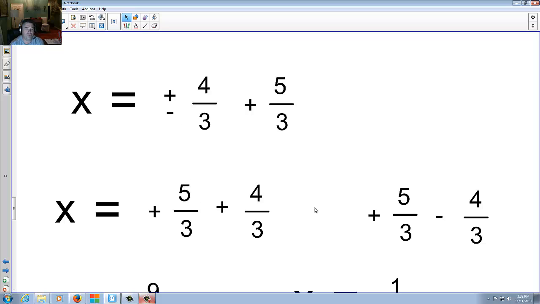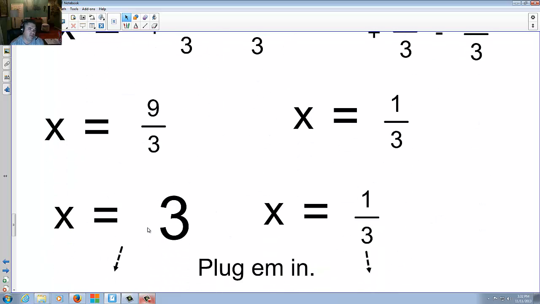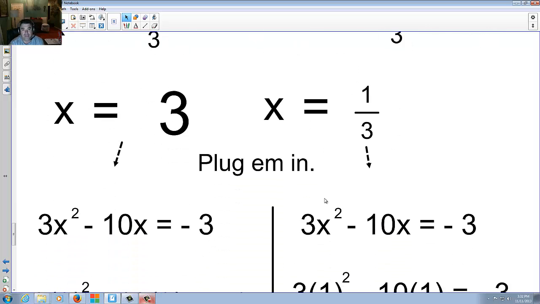5 thirds plus 4 thirds. 5 thirds minus 4 thirds. 9 thirds and 1 third. Well, 9 thirds equals 3. So 3 and 1/3, you're like, how is that possible? Plug them in and see.